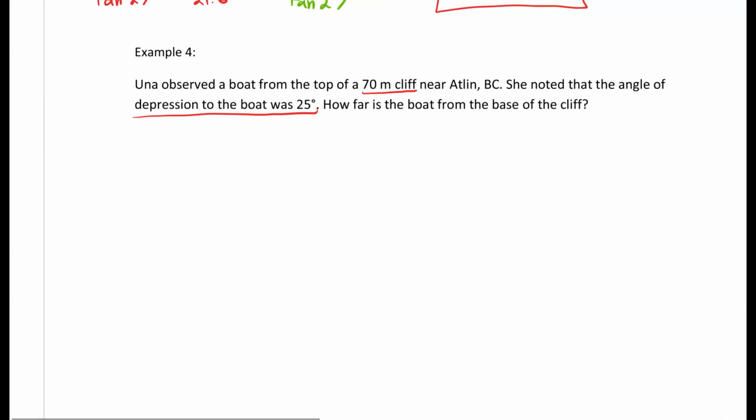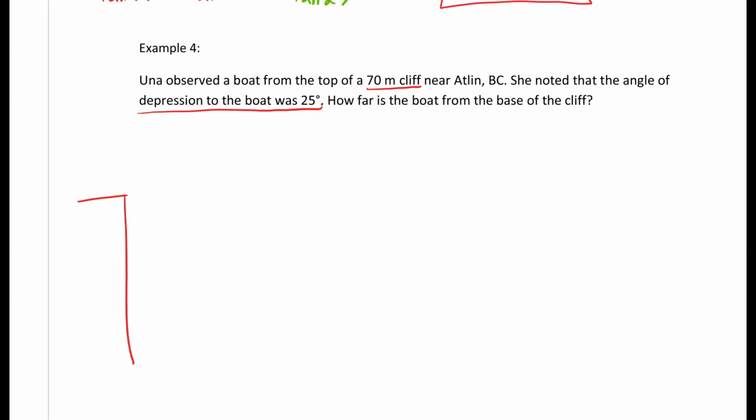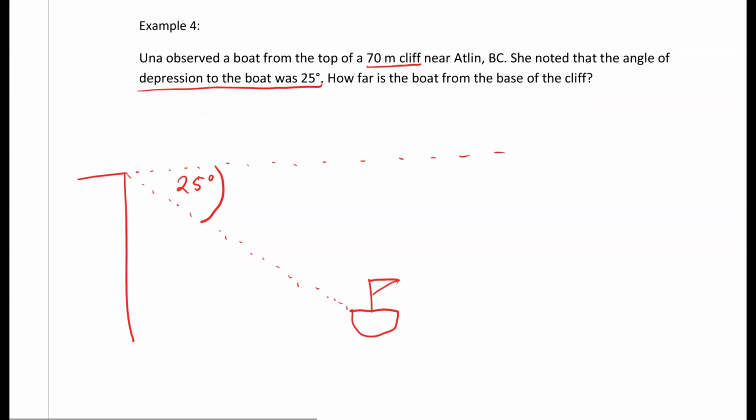So we have our imaginary cliff right here. If we remember that your sight line is going to go straight out, so right out from the cliff, and we have a nice boat right here. So we have our boat right there. Our angle of depression to that boat is 25 degrees. So 25 degrees is right here. That's our angle of depression.